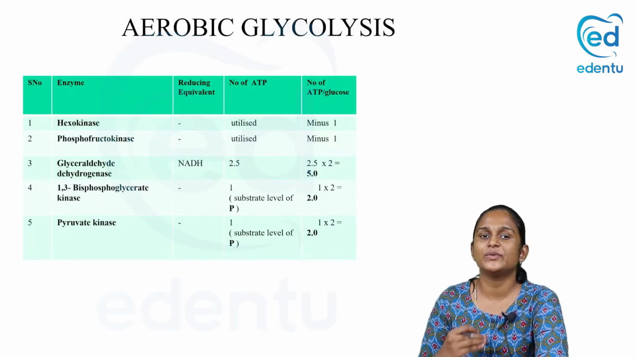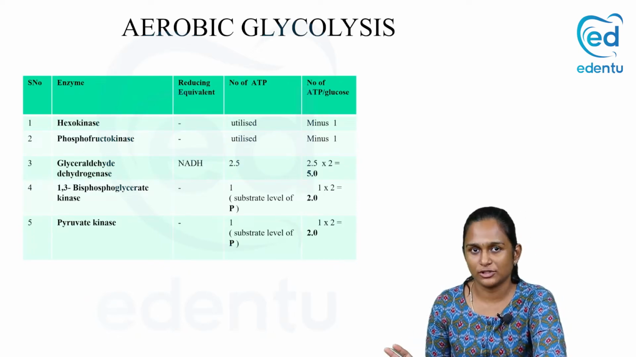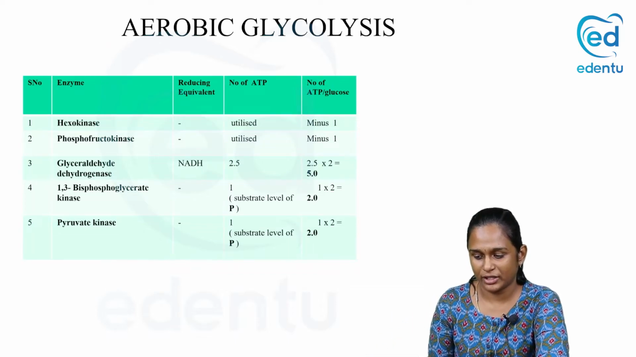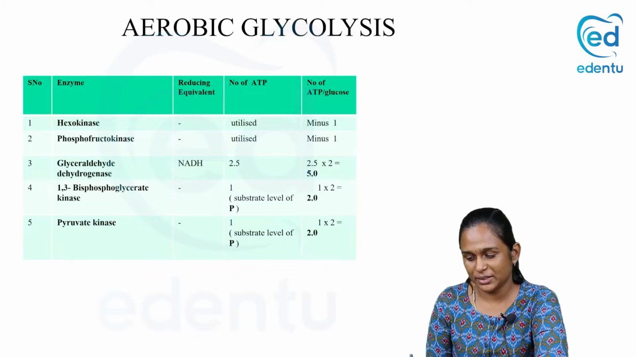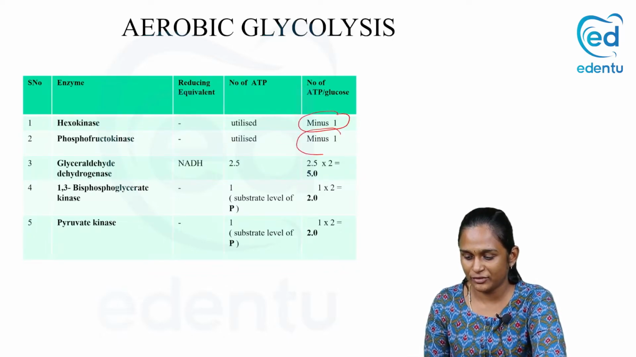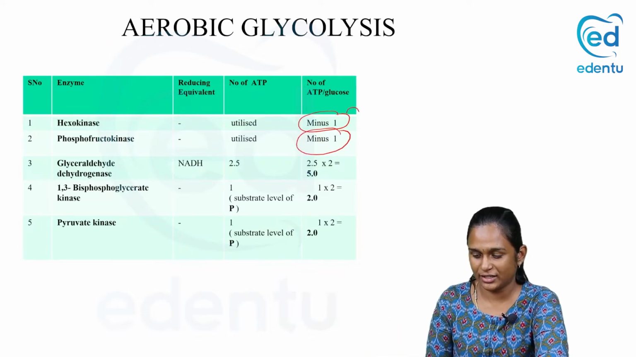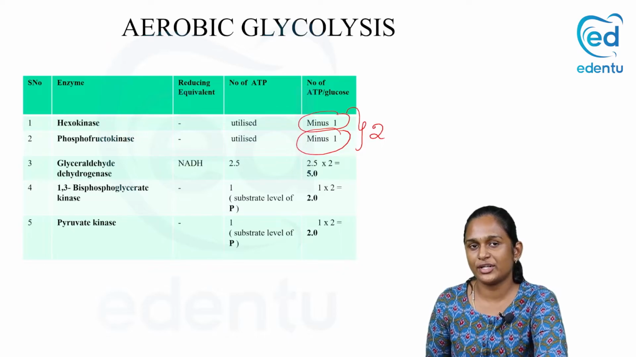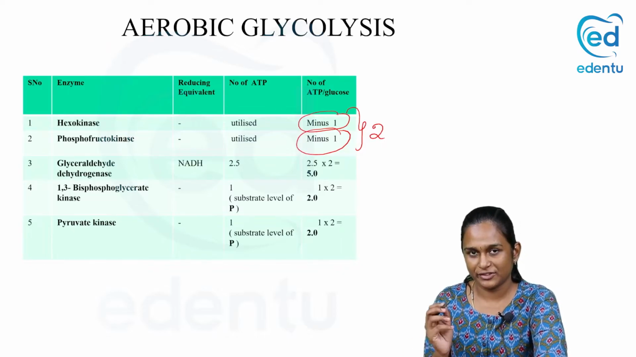So far we have converted 1 molecule of glucose to 2 molecules of pyruvate. So let us see what is the energetics of this pathway. Okay, so in the first step, the hexokinase step, we have utilized 1 ATP. And in the phosphofructokinase step, we have utilized 1 ATP. That is, in the energy investment phase, we have utilized 2 ATP. And how much ATP have we generated in the energy generation phase? First, in the first step, we have generated NADH.